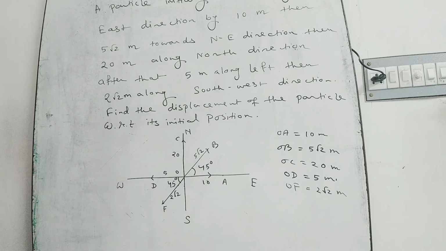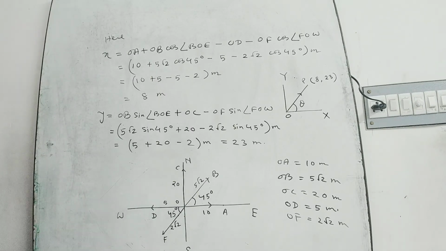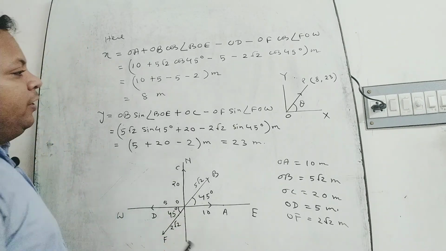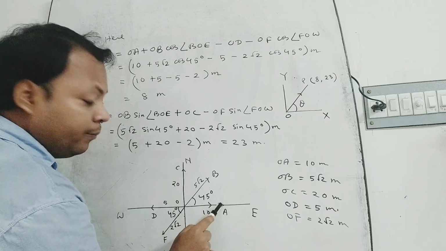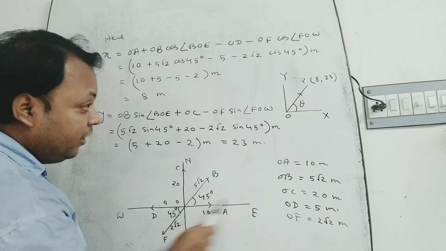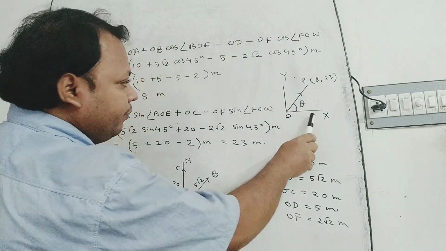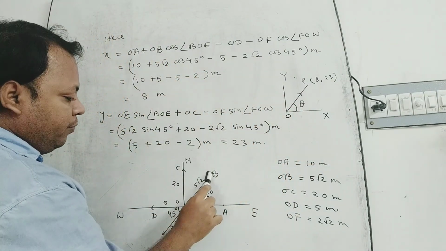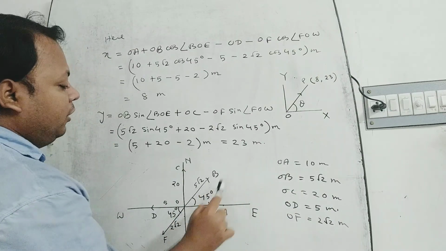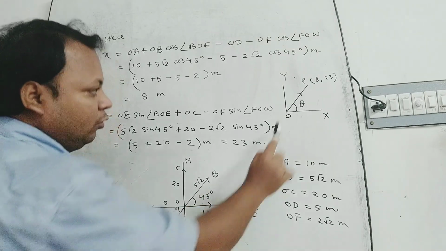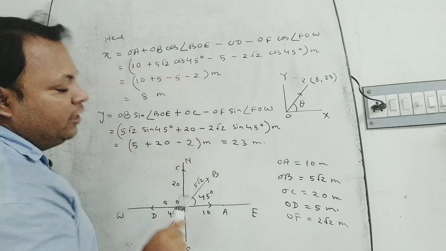We can resolve these displacement vectors into two mutually perpendicular components, OX and OY respectively. Here the component of the resultant position vector along the x axis, x, is equal to OA, this initial displacement that is along the OX axis, plus OB cos angle BOE. It is along the positive x direction. That's why we take a positive sign.